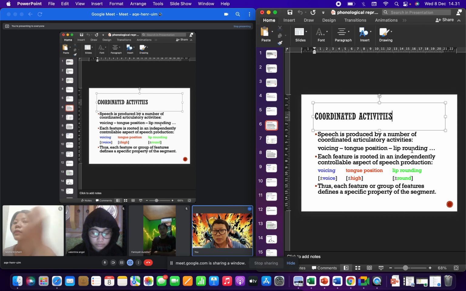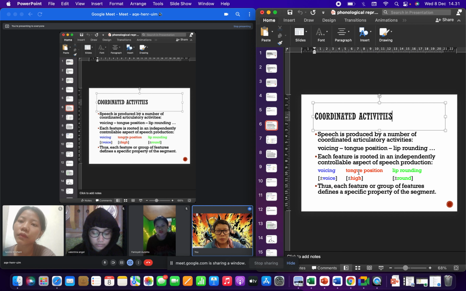So we understand these coordinations of articulatory activities. And each feature is rooted in an independently controllable aspect of speech production. For example, our voicing will be marked with minus and plus. If it is plus voice, it means a voiced sound, and if it is minus voice, it means a voiceless sound.